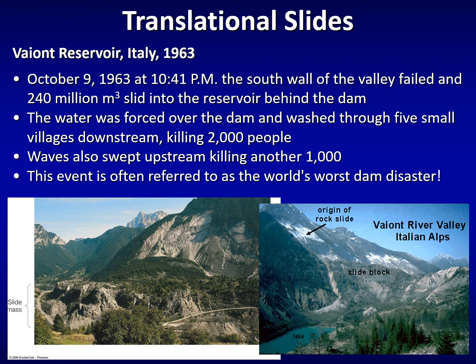As the slide moved into the reservoir, it caused the water that was behind the dam to wash upstream and kill 1,000 people, and of course down and up and over the dam downstream to kill 2,000 people. This event is often then referred to as the world's biggest dam disaster. Yes, that was a joke.